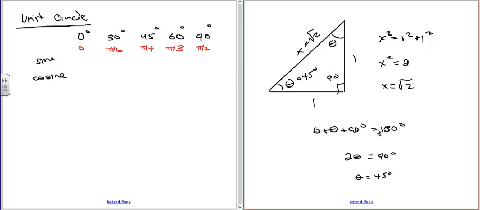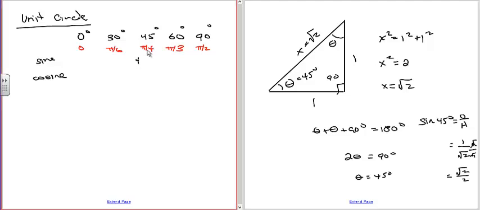So if I want to know what the sine of 45 degrees is, it's just going to be equal to the opposite over the hypotenuse. That's the definition of the sine. And the opposite is 1, and the hypotenuse is the square root of 2. And if you rewrite this without the square root in the denominator, you multiply by the square root of 2 over the square root of 2, and you get the square root of 2 over 2. Okay, so that's the sine of 45 degrees, square root of 2 over 2.